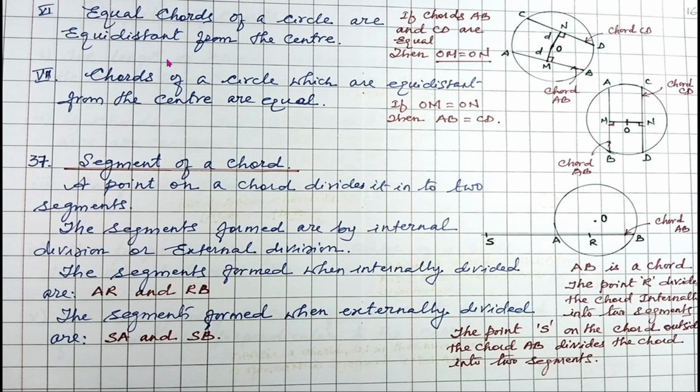Now equal chords of a circle are equidistant from the center. It means if AB is a chord and CD is a chord, and the two chords are equal, then the distances ON and OM are equal, they are equidistant. Therefore equal chords of a circle are equidistant from the center. Again, one more important property: chords of a circle which are equidistant from the center are equal. If you have two chords AB and CD at equal distance, that is OM is equal to ON, then chord AB is equal to chord CD. All these properties of chords can be learnt as theorems. We can prove all these properties, which we will do sometime later.